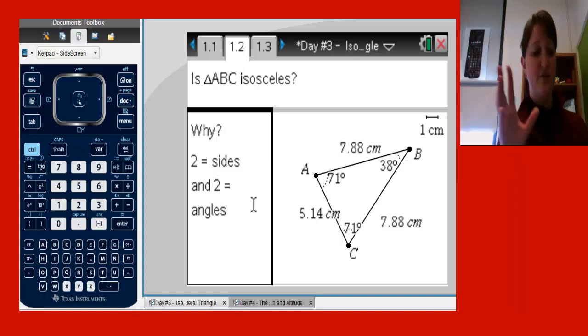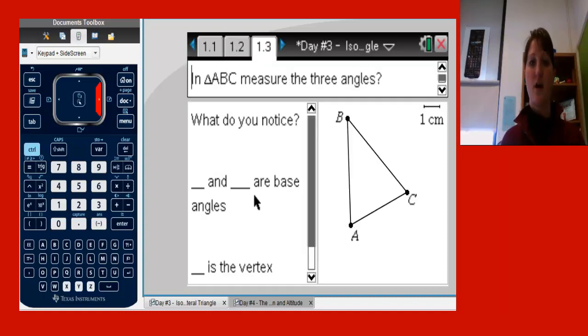Now, just as far as definitions go, the two angles that are the same are actually called base angles. So in an isosceles triangle, you have two base angles. Those are the angles that are the same. And then you have the angle on the top. That's the vertex angle. All right.